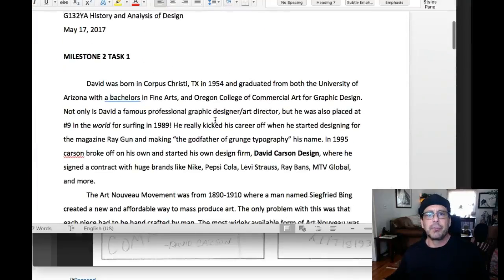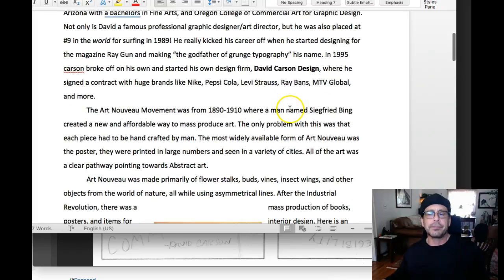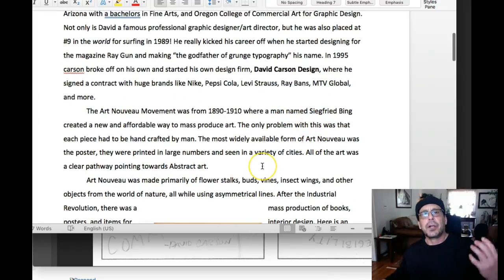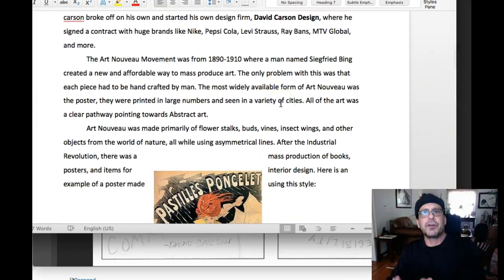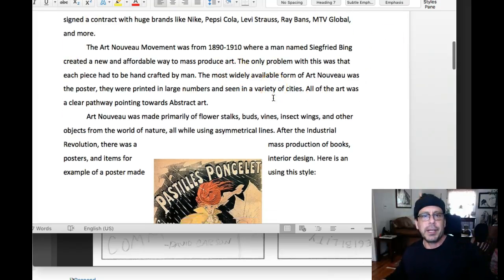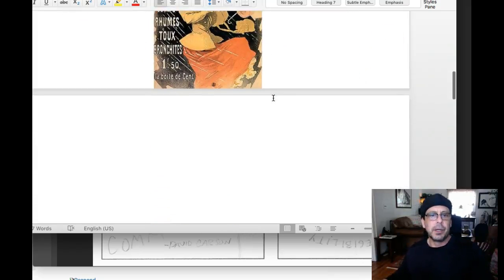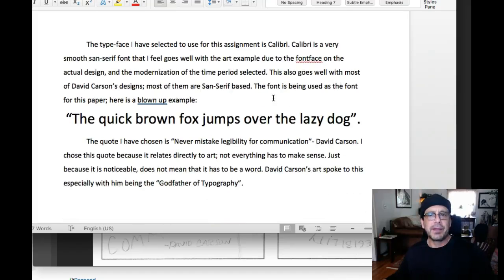Everything right here, in the reasoning, is good. You've got David Carson. You're going to use the Art Nouveau movement. So you have David Carson as your designer, you're going to use a David Carson quote, and Art Nouveau as your chosen movement. And then you're going to use, I think it was Calibri, yeah, the Calibri typeface. All is well.